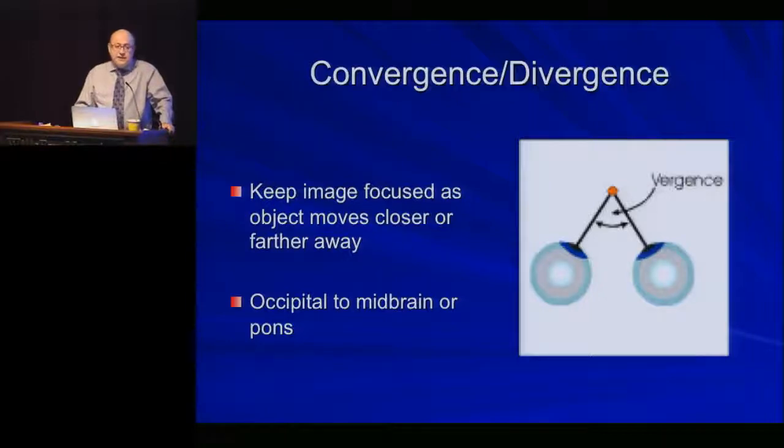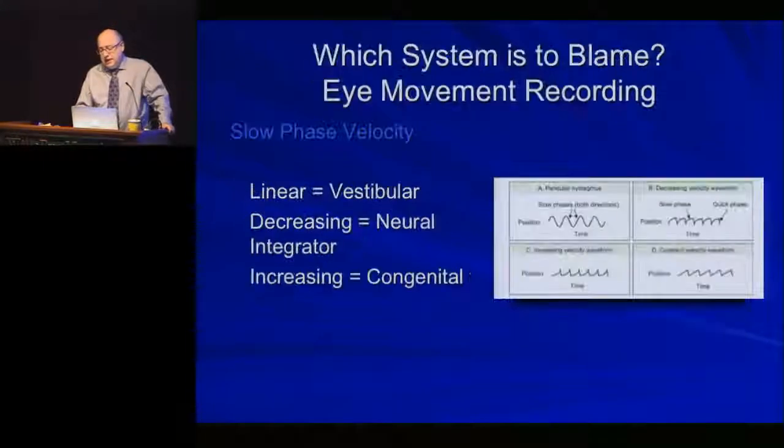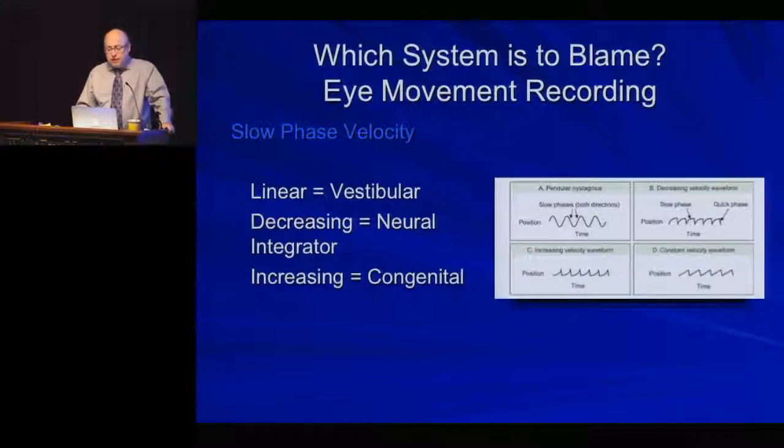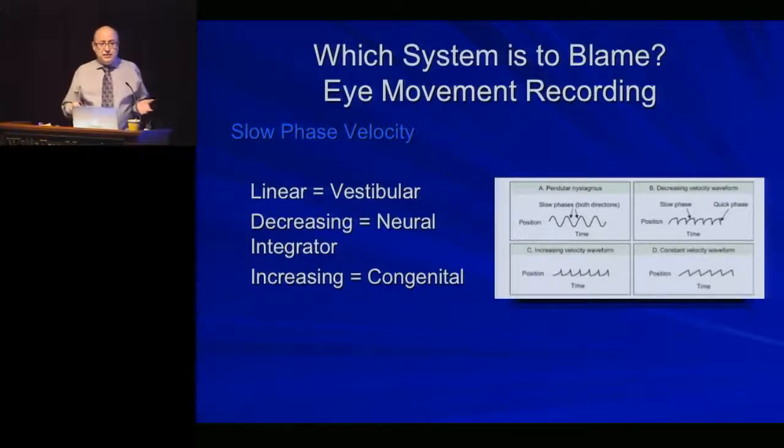Now, any of these systems that move the eye slowly can be defective and cause nystagmus. How can we tell which system is involved? Well, you really can't if you're just doing an eye exam, but if you did an eye movement recording, you could tell by the waveform of the slow wave what system is to blame.